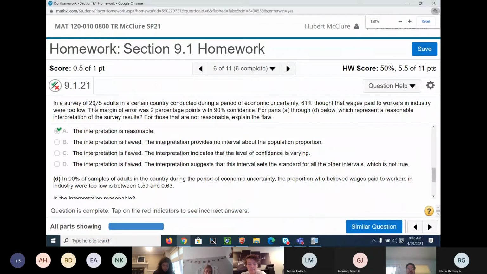In a survey of 2,075 adults, I bet that's a number we can write down. In a certain country, period of economic uncertainty, 61%. That's something I can write down. That wages paid to blah, blah, blah. The margin of error was 2%. That's a number I can write down. With a 90% confidence level. Well, heck, I got 4 things I can write down. So I write them down.